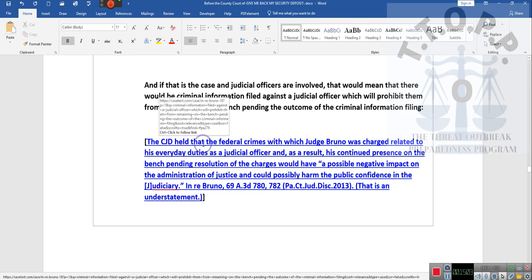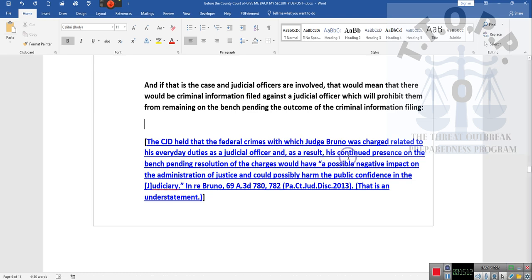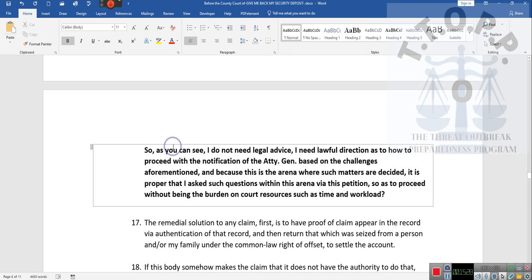The CJD held that the federal crimes with which Judge Bruno was charged related to his everyday duties as a judicial officer, and as a result, his continued presence on the bench pending a resolution of the charges would have a possible negative impact on the administration of justice and could possibly harm the public confidence in the judiciary. This is an understatement. Then somebody needs to get on top of that.